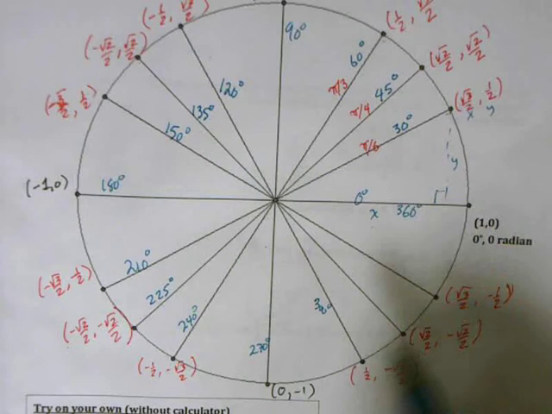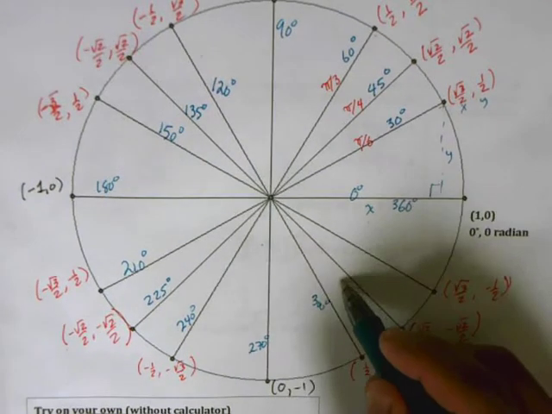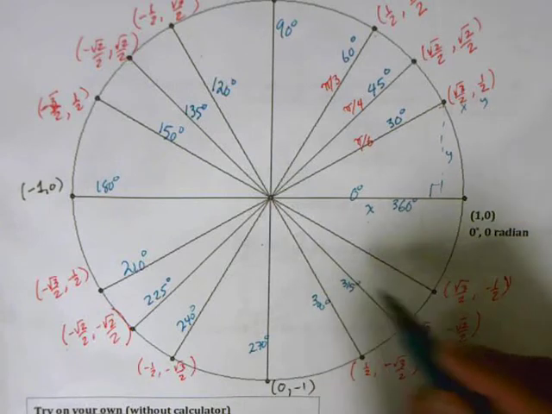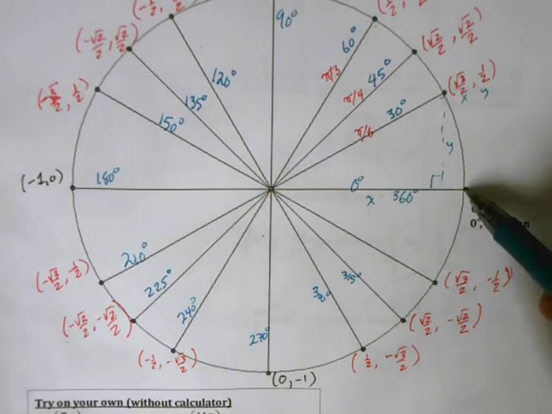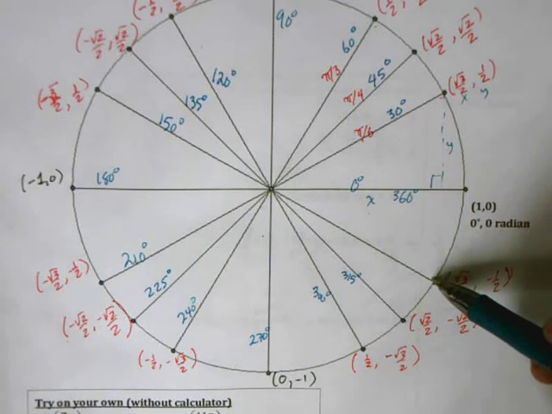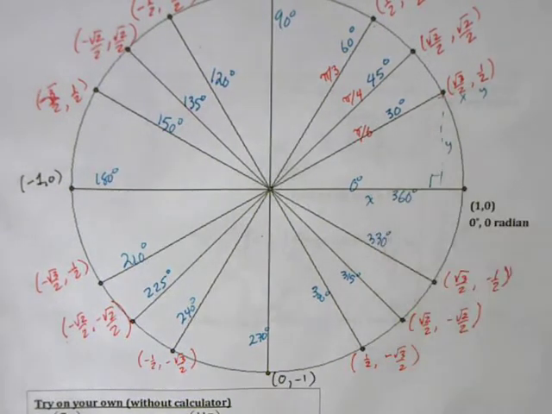Getting to this point, it's 270, going forward another 45. So that's 315 degrees. And finally getting to this point is going to 360 and backtracking 30 degrees. So this is 330 degrees.